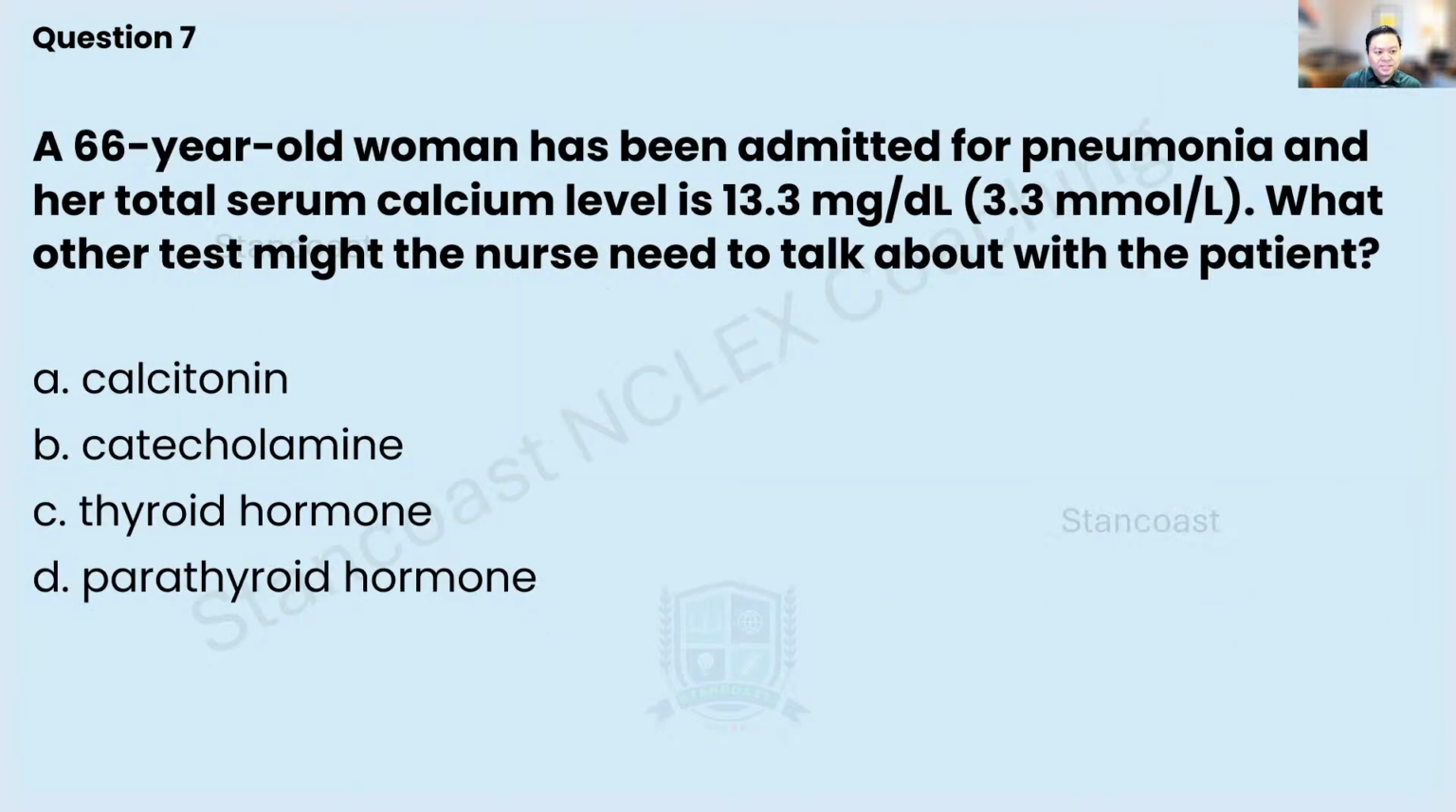Let's have number 7. A 66-year-old woman has been admitted for pneumonia and her total serum calcium is 13.3 milligrams per dL. What other test might the nurse need to talk about with the patient? Your patient now has hypercalcemia. So what other tests might the nurse need to talk about with the patient? Is it A, calcitonin? B, catecholamine? C, thyroid hormone? Or is it letter D, parathyroid hormone?